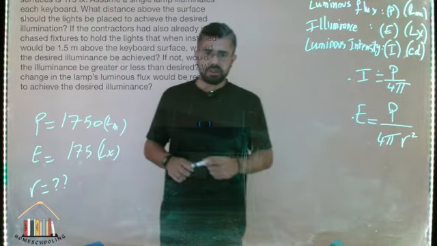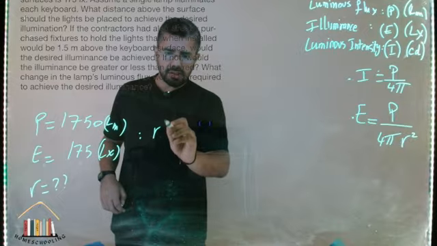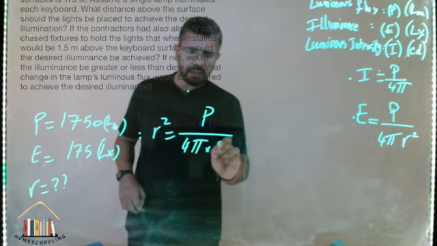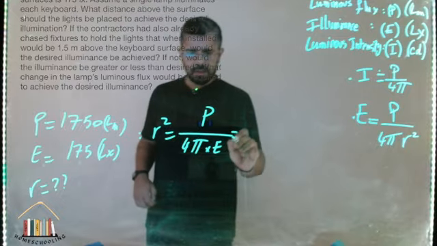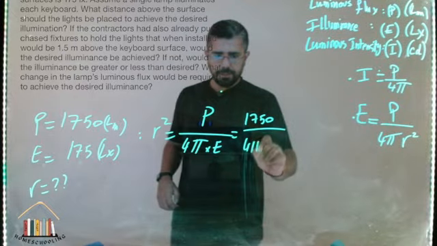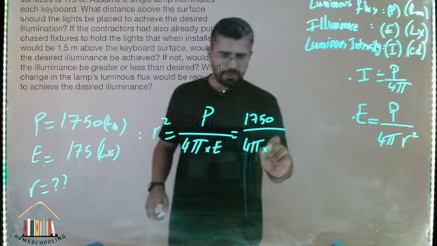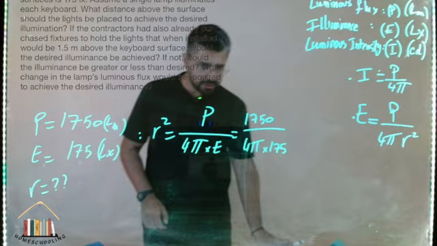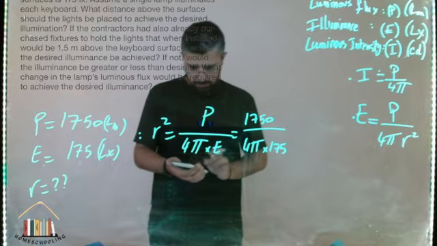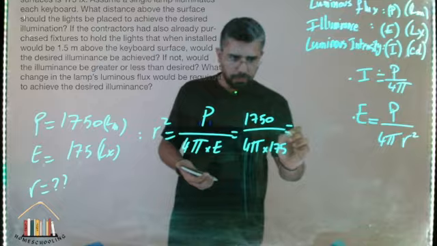Again, we refer to this equation. So let's arrange it again. In this case, R squared will be equal to P over 4 pi multiplied by E. So P is given. It is 750, over 4 pi multiplied by 175, and the answer is 0.79.